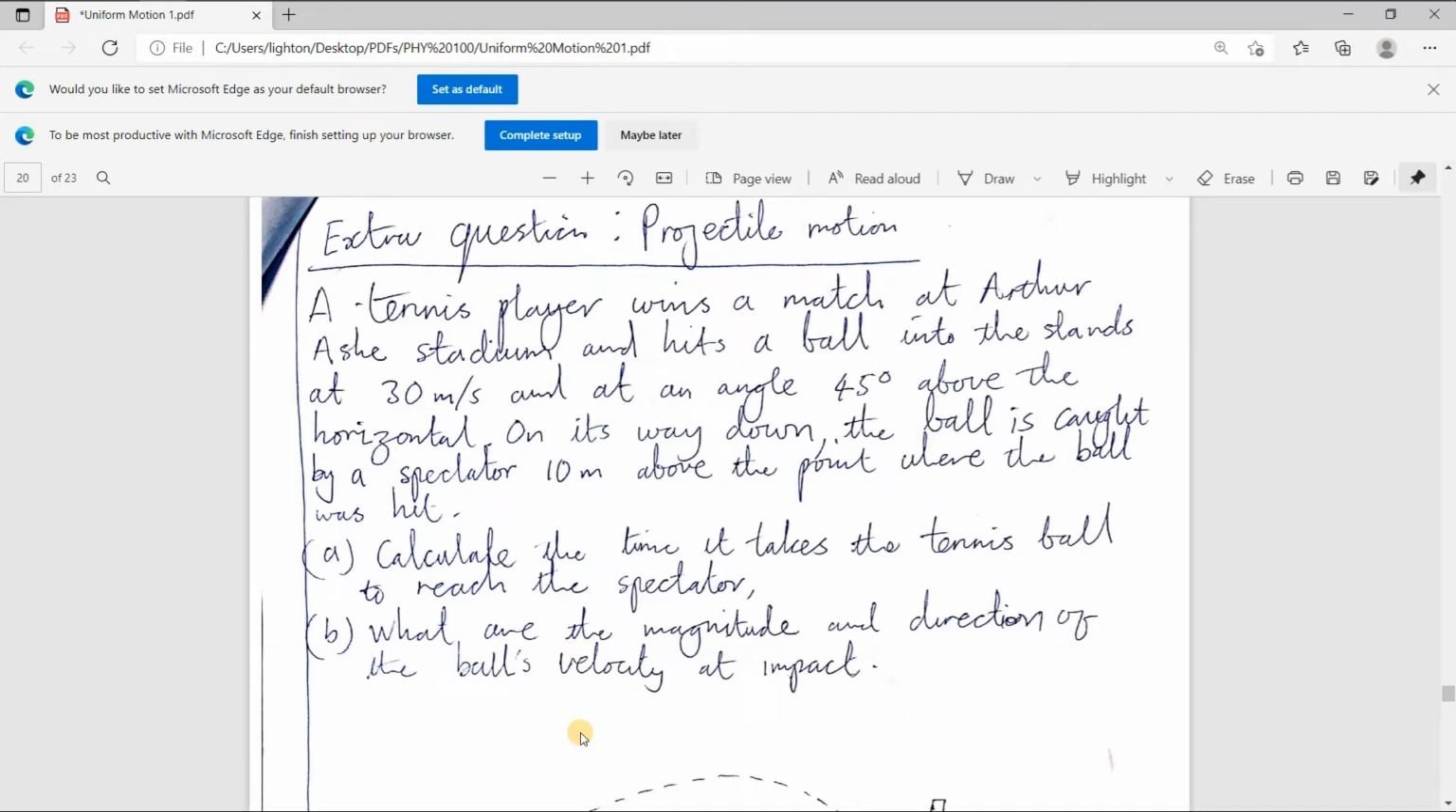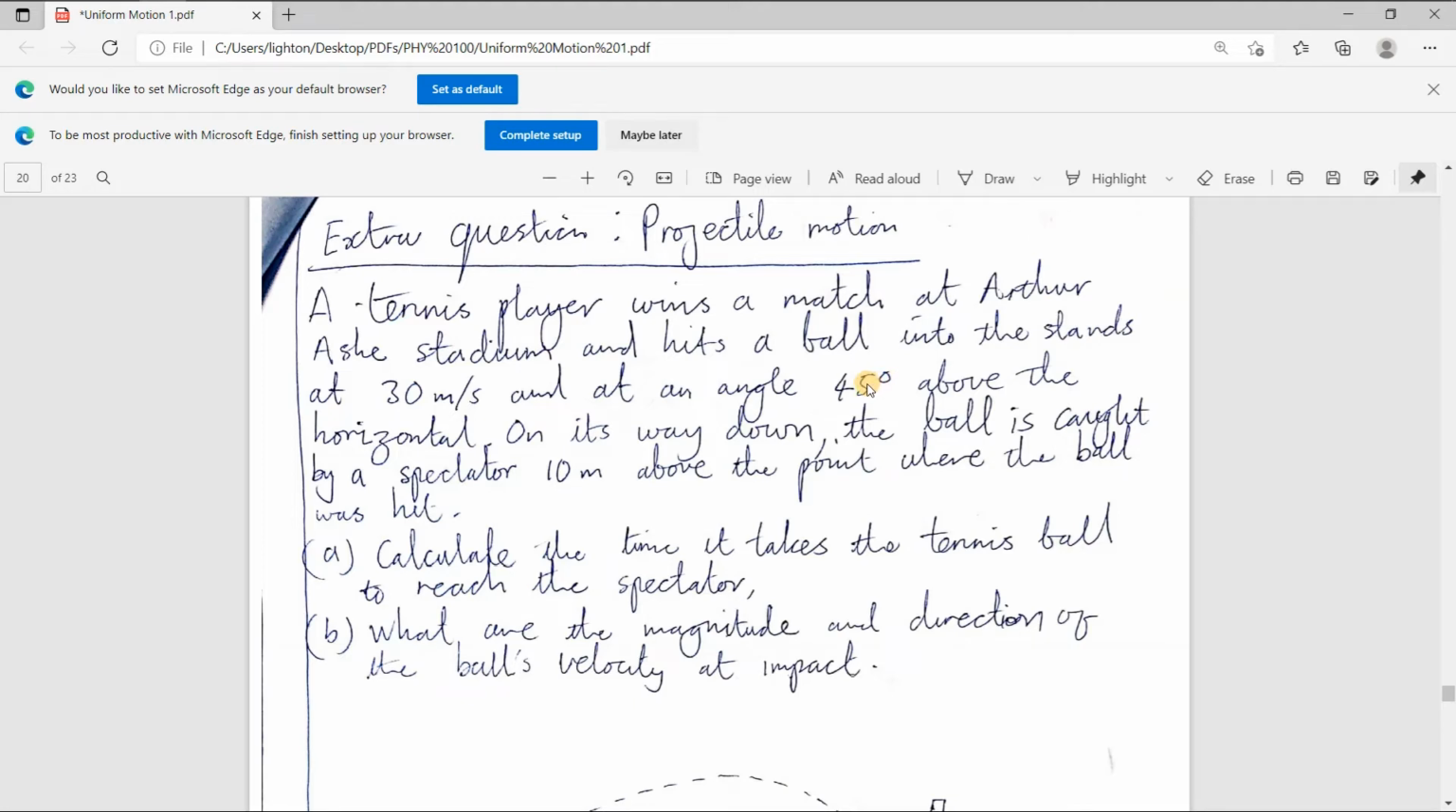Okay, now let's look at this extra question on projectile motion, where a tennis player wins a match at Arthur Ashe Stadium and hits a ball into the stands at 30 meters per second. Let me just read that again. A tennis player wins a match at Arthur Ashe Stadium. After winning, this same player hits a ball into the stands, where the people watching the tennis are sitting, at 30 meters per second.